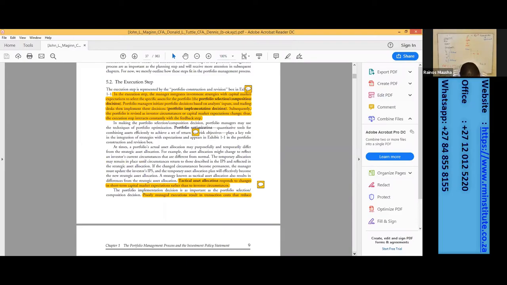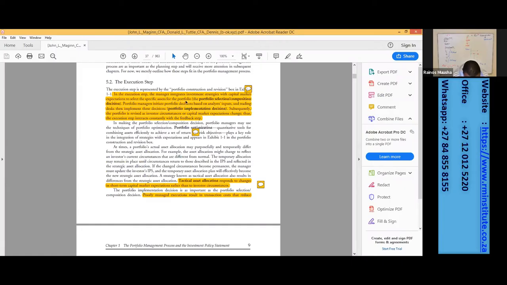So here they say, in the execution step, the manager integrates investment strategies with the capital market expectations to select the specific assets for the portfolio. The portfolio selection or composition decision. So portfolio managers initiate portfolio decisions based on analyst inputs, and trading desks then implement these decisions as well, which is basically the portfolio implementation decision. So here they say subsequently, the portfolio is revised as investors' circumstances or capital market expectations change. Thus, the execution step interacts constantly with the feedback step as well.